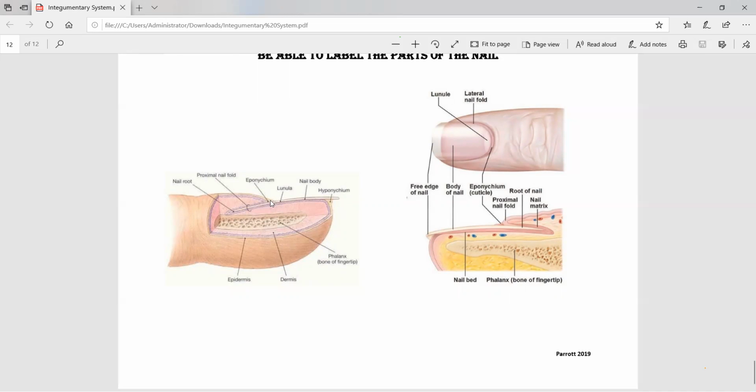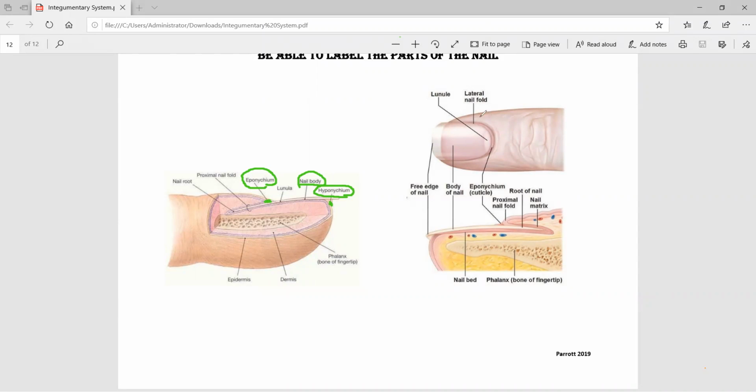So on this picture on the left, you need to know the eponychium. Get my little pen again. I love my little pen. Okay, so you need to know the eponychium. You need to know the nail body. That's just the surface of the nail. And then you need to know this hyponychium here. That's the skin underneath the nail. Okay, so this is the hyponychium right underneath the nail. Right here is your eponychium on top of the nail.